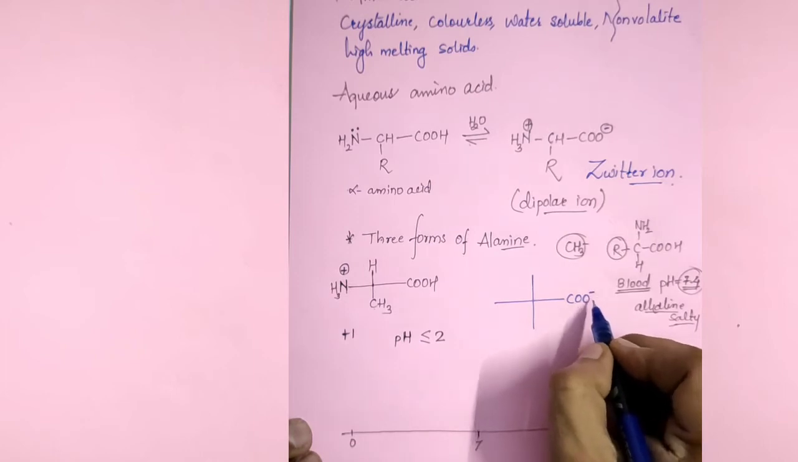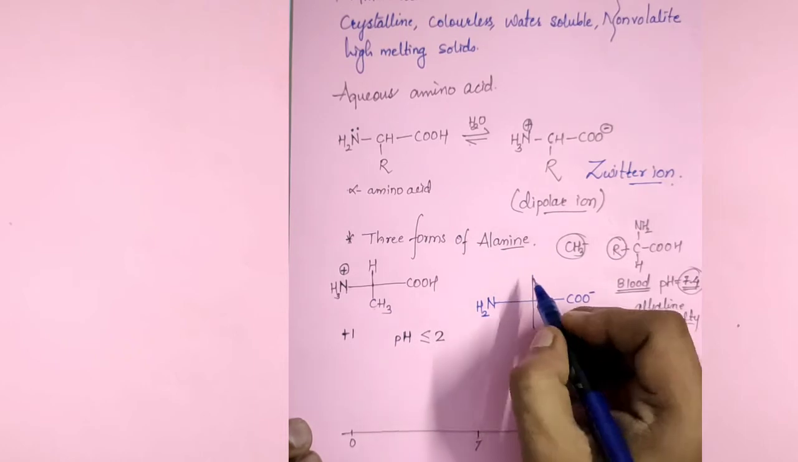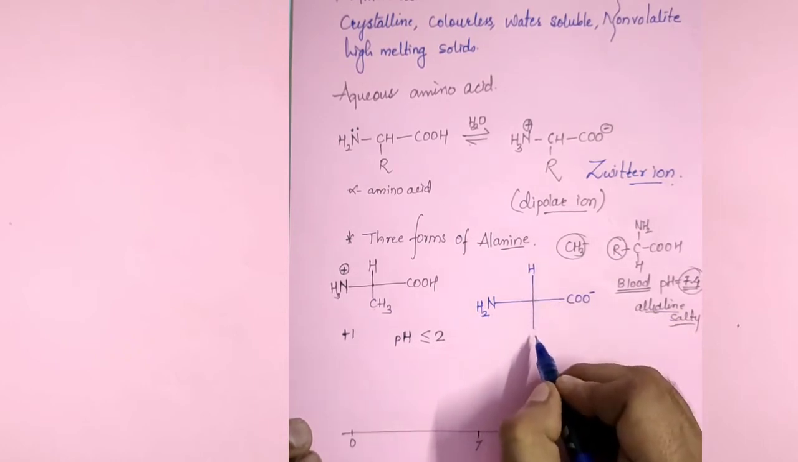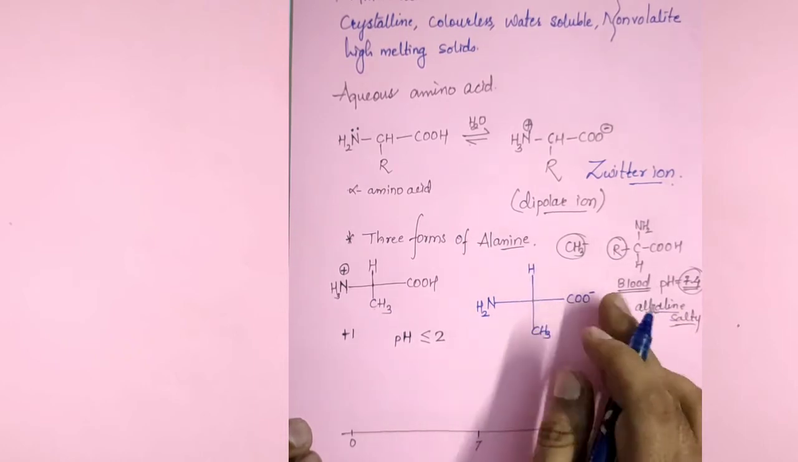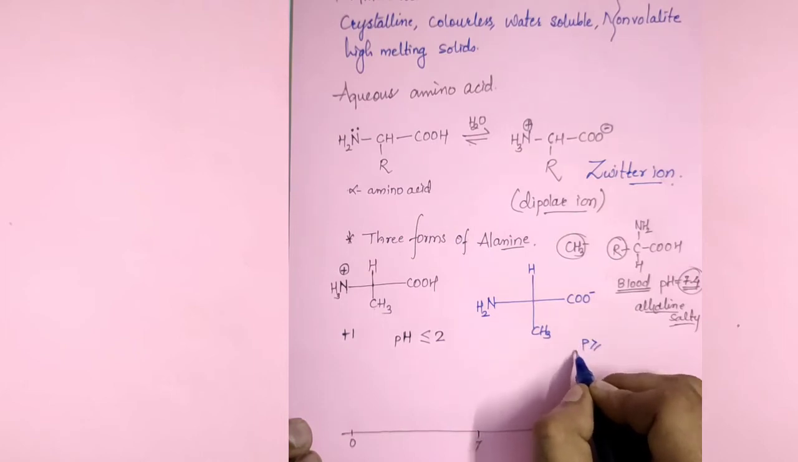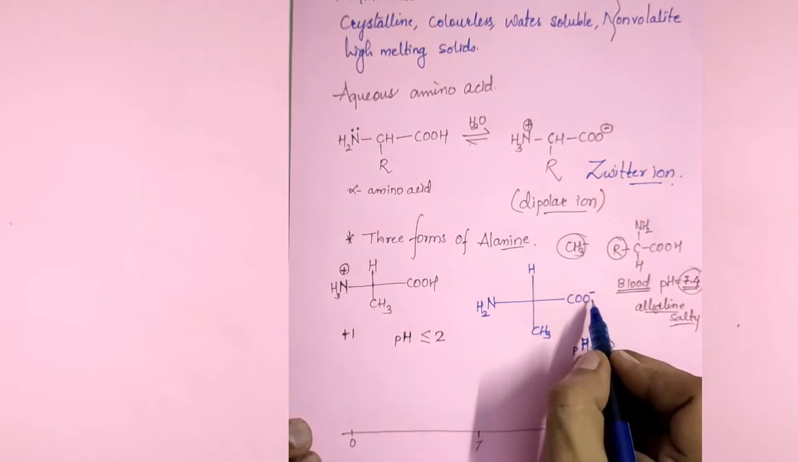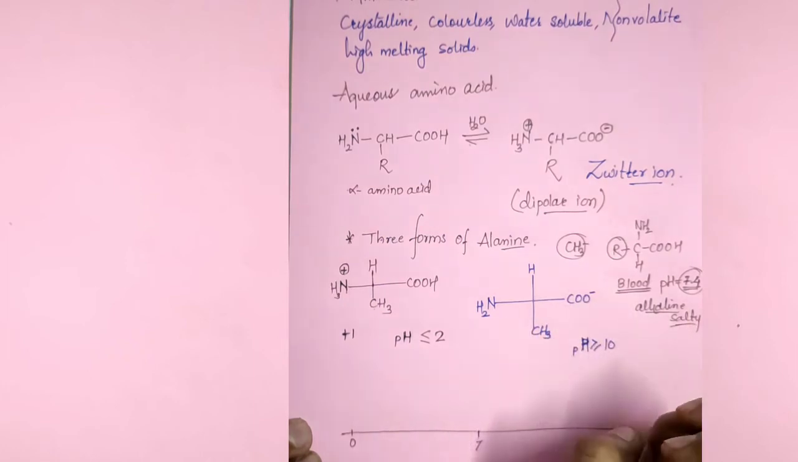Suppose the proton has been donated by the acid. Now this compound will not be acting as an acid. That is why the pH of this molecule is greater than 10. Why? Because this molecule will act as a proton acceptor.